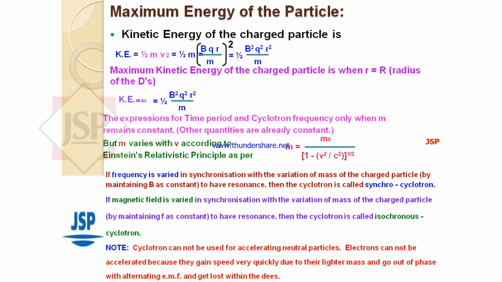Note: a cyclotron cannot be used for accelerating neutral particles. Electrons cannot be accelerated because they gain speed very quickly due to their lighter mass and go out of phase with the alternating EMF and get lost within the Ds.